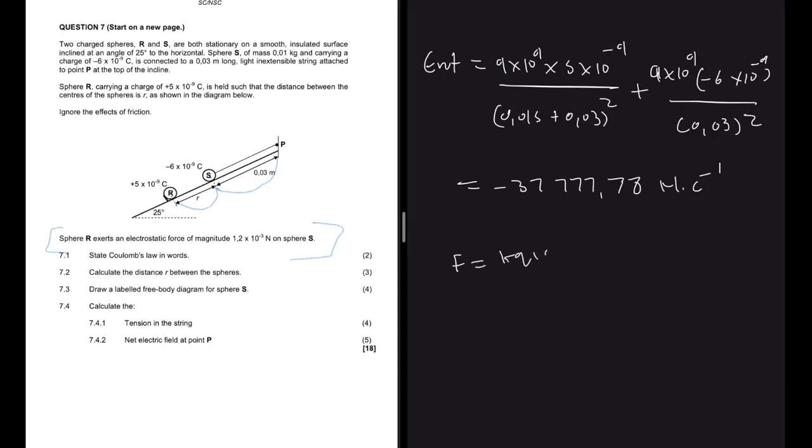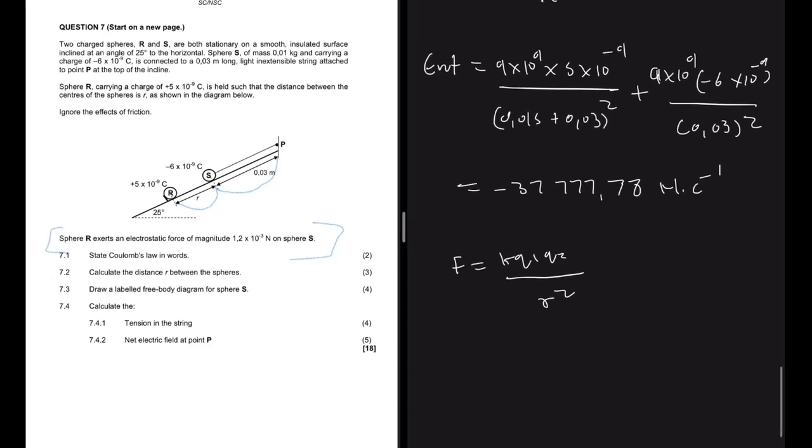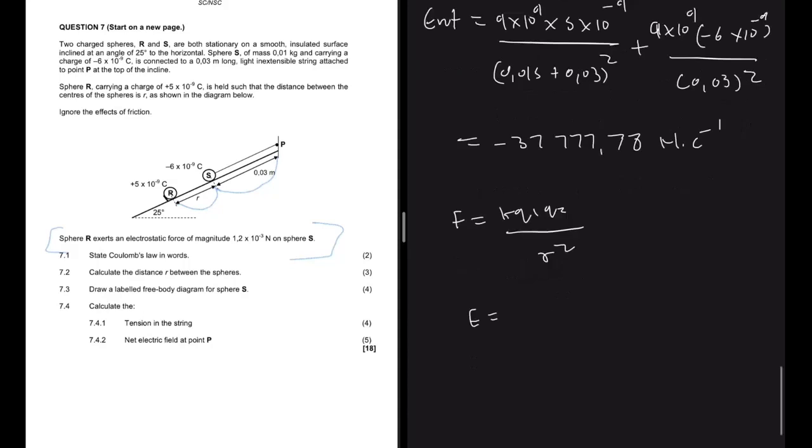if you're calculating F using K, Q1, Q2 divided by R squared, no need to include the sign of the charges. But if you're calculating the electric field exerted by 2 point charges on another point, then that's where you have to consider the sign, right?